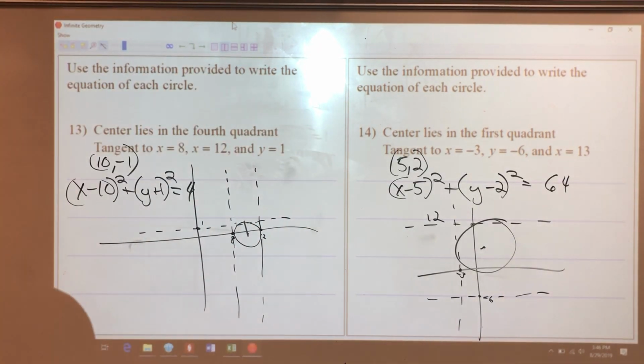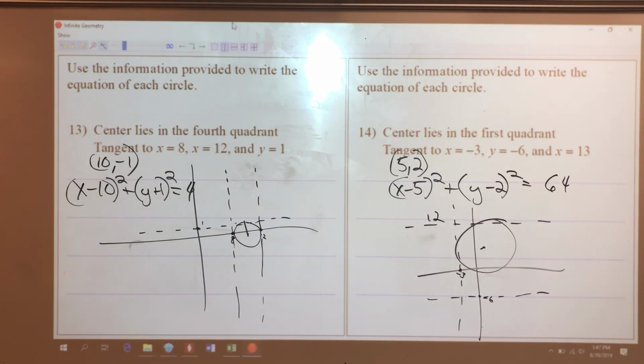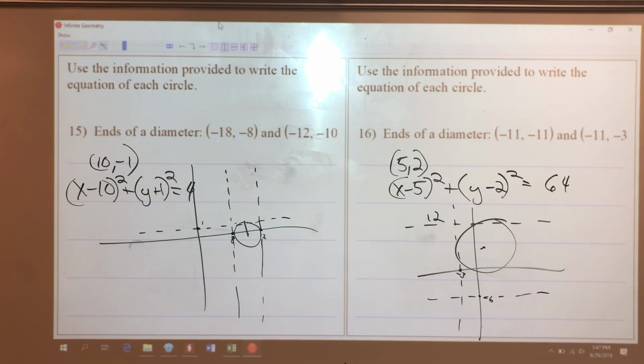All right. Hopefully you got that one. Good. Awesome. Let's move on. 15. Okay. Ends of the diameter is coming next. Ends of the diameter. Move along. Okay, that's a 10, and that's a negative 3.